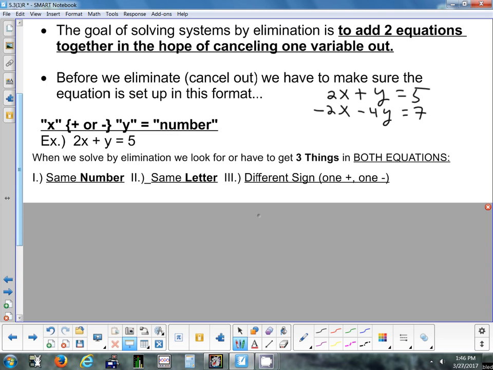Okay, so looking at, we'll call this equation 1 and equation 2. Does anybody see in that equation two terms that have the same number, same letter, but opposite sign?